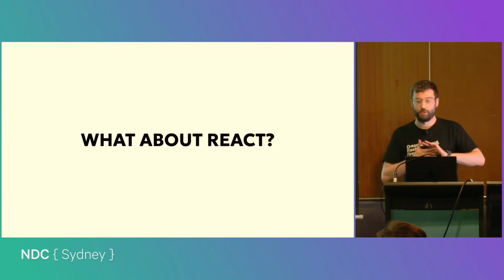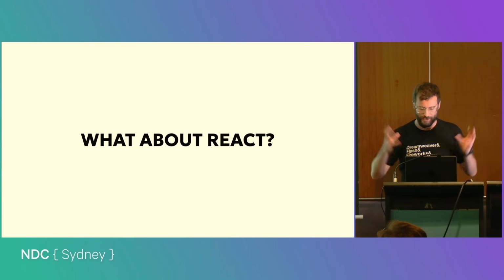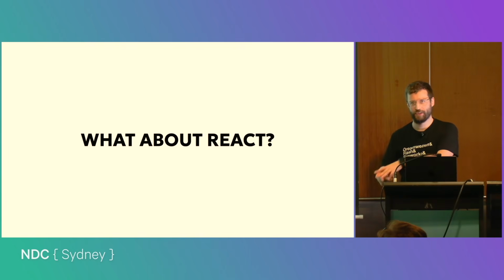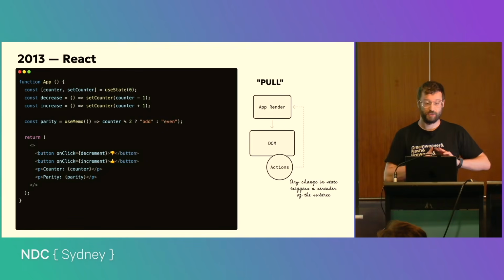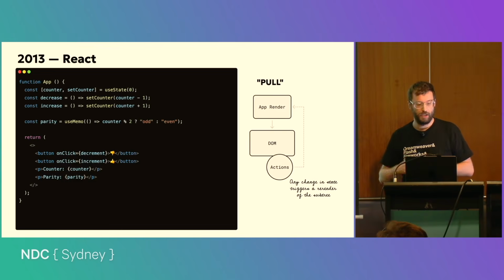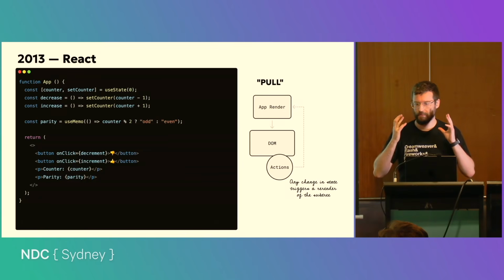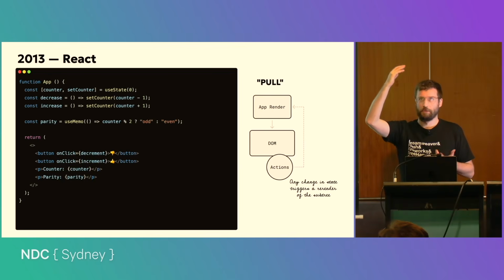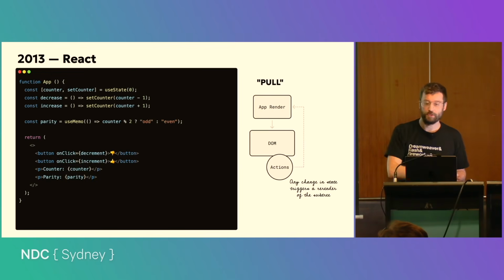Let's talk about the elephant in the room. All of these frameworks seem to go in the same direction. Everyone moves to signals. What about React? React famously doesn't use signals, at least in its core architecture. And the reason for that is pretty simple. Fundamentally, React uses the pull approach. They embrace the pull approach in the sense that, ideally, every time state changes, the whole app re-renders. And what they try to do is just make that app re-render as efficient as possible.